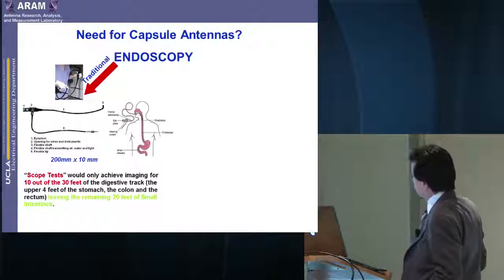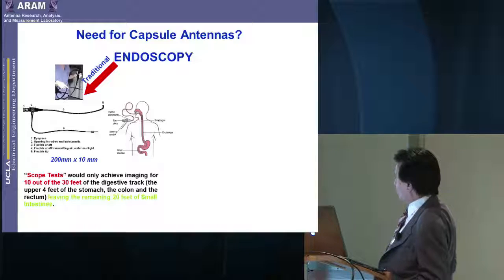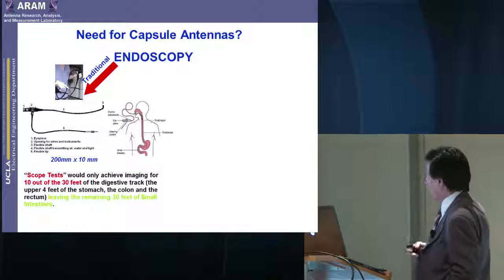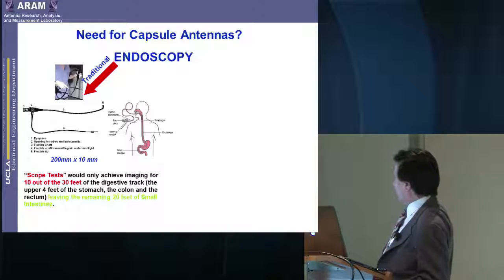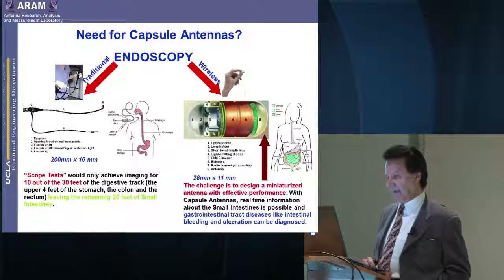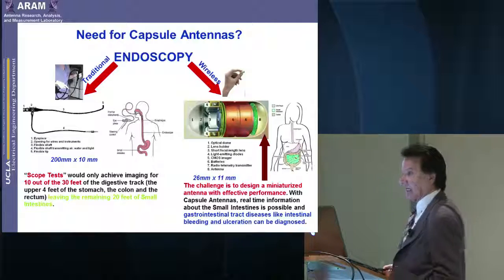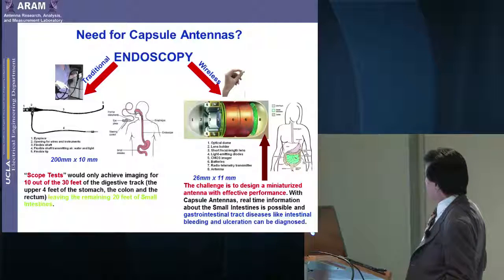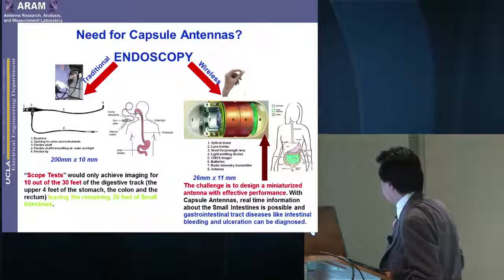If you look at endoscopy traditionally, scope tests would only achieve imaging of about 10 out of the 30 feet of the digestive tract, the upper 4 feet of the stomach, and the colon and the rectum, leaving the remaining 20 feet of small intestines probably unexplored. This new paradigm is to have a very sophisticated pill that allows you to do some mapping. It could be optical mapping, and I'll talk about sensing a little bit later on.